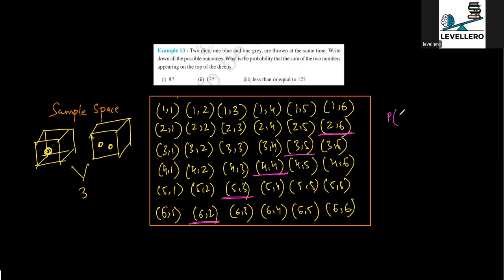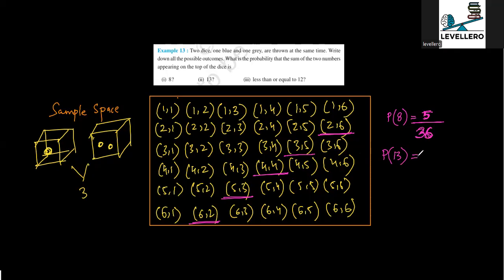Probability of getting 8 is 5 favorable outcomes, divided by 36, which are the total possible events present in this sample space. So 5 over 36. Now, the probability that the sum of two numbers appearing on the top of the dice is 13. So we need to find P(13) basically.